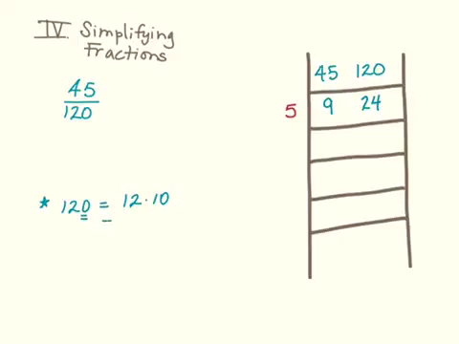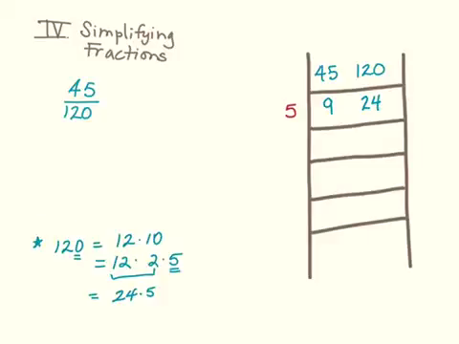And then we can break down the 10 into 2 times 5, because 5 is the factor that we're factoring out. And we regroup the 12 and the 2 together to get 24 times 5. Developing this kind of flexibility with numbers is a very useful skill to have in your toolbox. Okay, that's the commercial. Now let's get back to our problem.